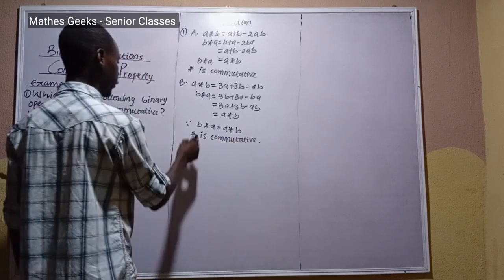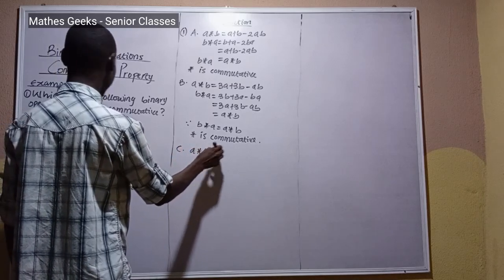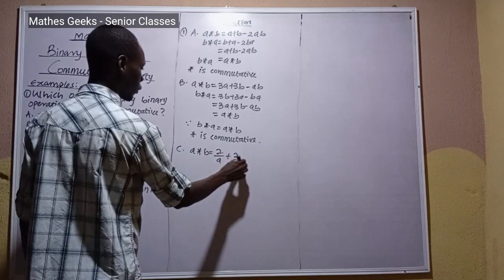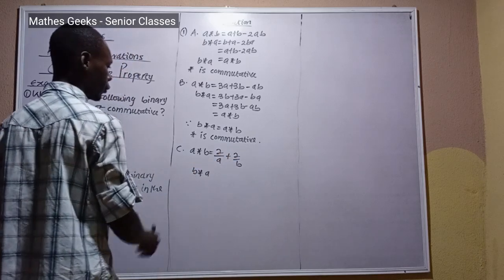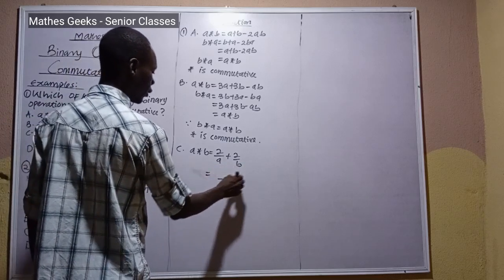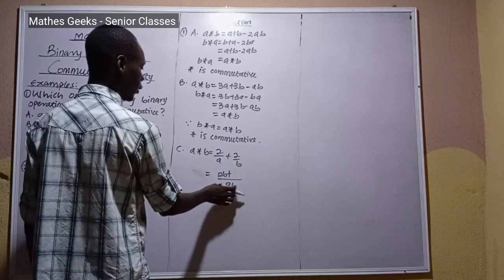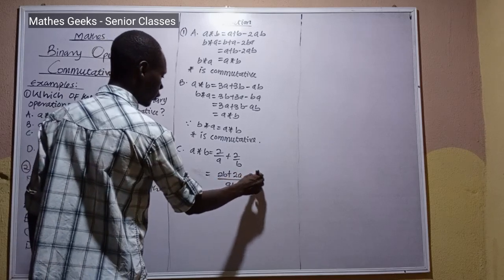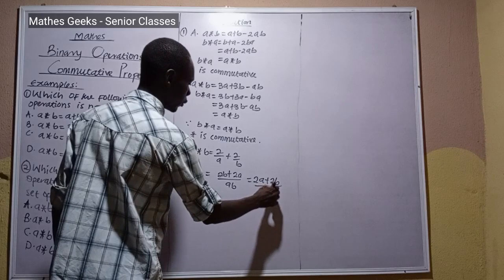Star is commutative. Option C, a star b is equal to 2 over a plus 2 over b. B star a. We simplify a star b. The LCM will be ab. ab divided by a is b, times 2 gives 2b, plus ab divided by b gives a, times 2 gives 2a. So this will give us, alphabetically, 2a plus 2b over ab.